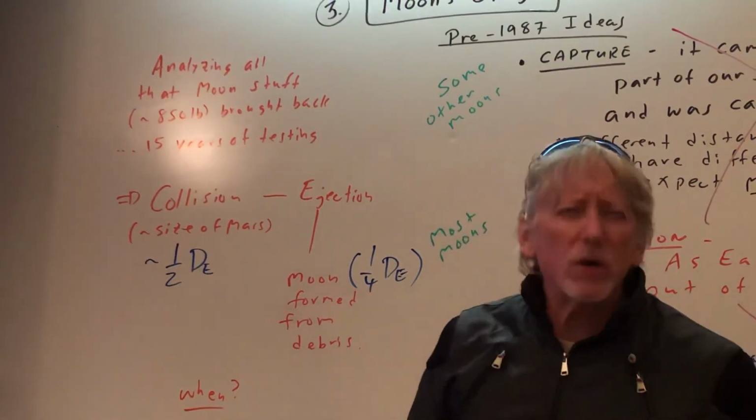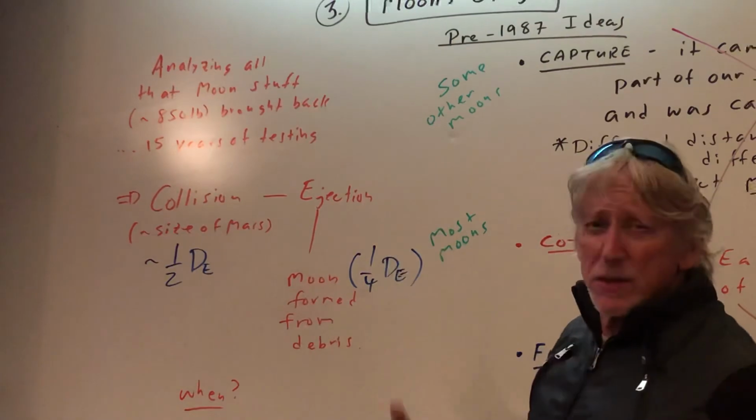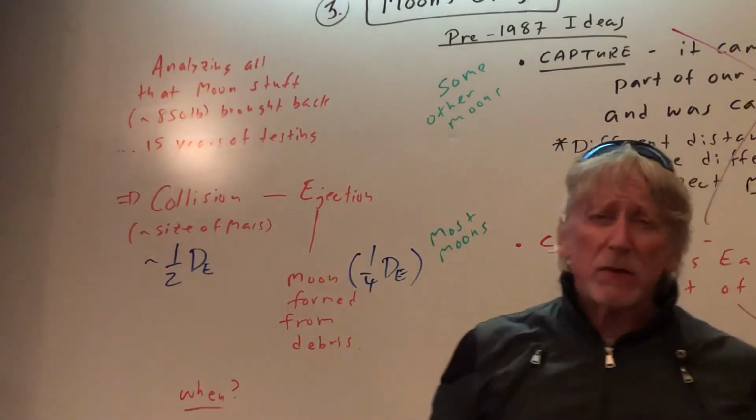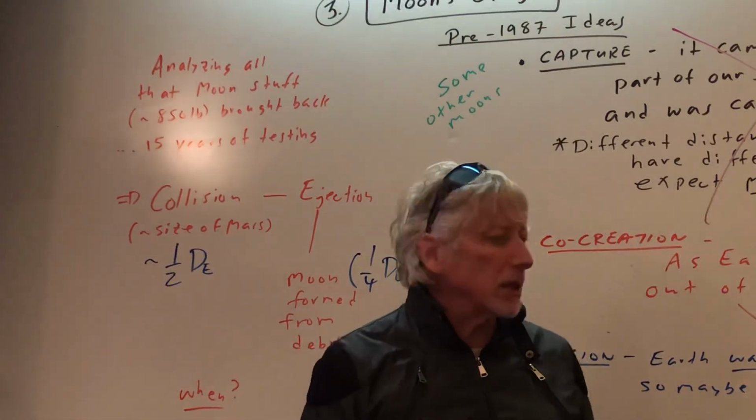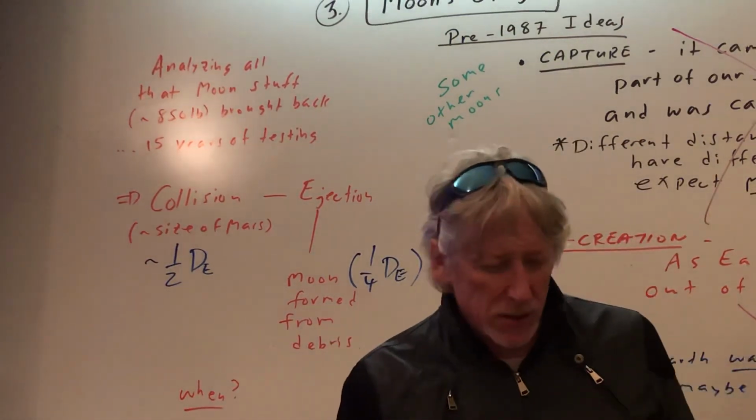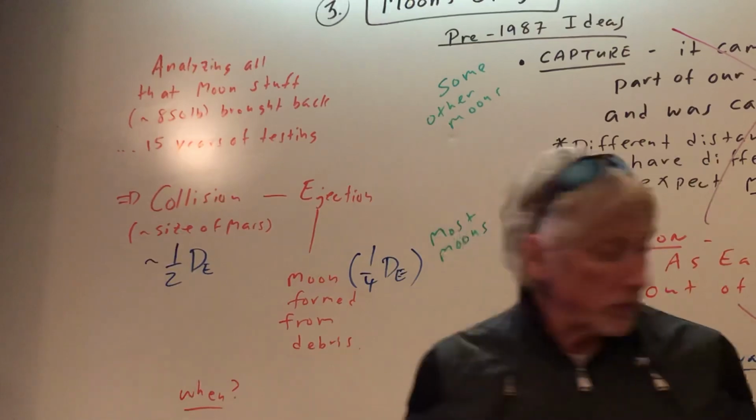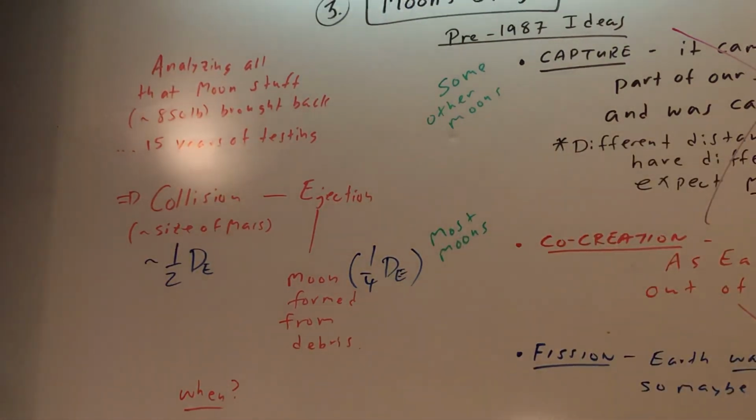And so did we go to the Moon? Well, we brought back a whole bunch of stuff. We analyzed it. It changed our whole perspective on things. And this is the idea that stands as the best understanding of where the Moon came from. All right, cool. That's it for now.